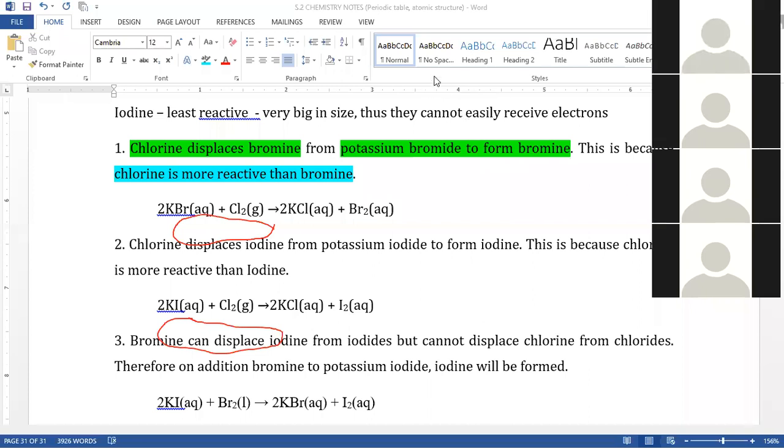Teacher, do halogens react with metals when heated? Yes, heating is one of the requirements for the reaction. The metal has to be heated, then you pass on the gas when it is dry, so that the two will be able to react. Thank you. Welcome.